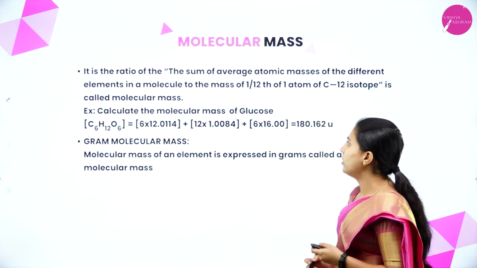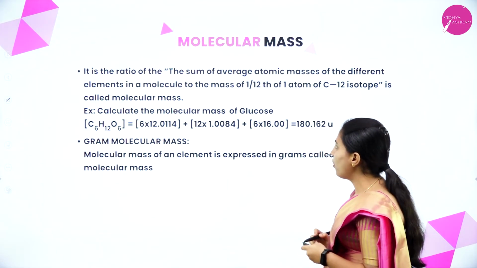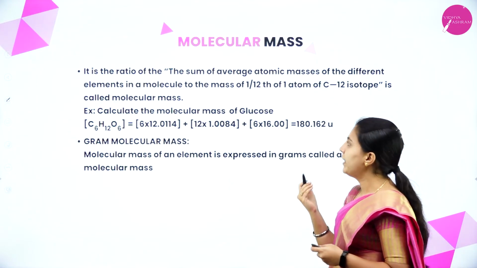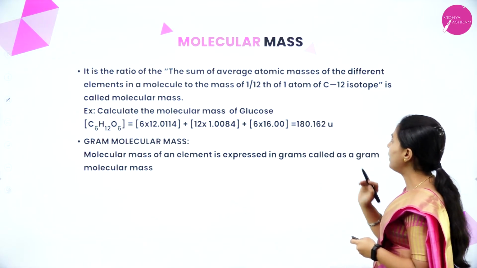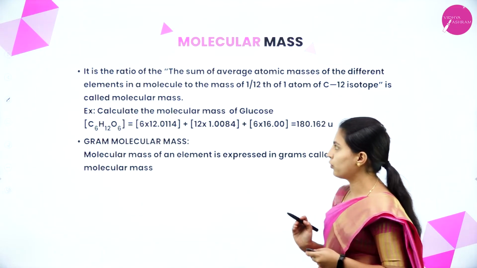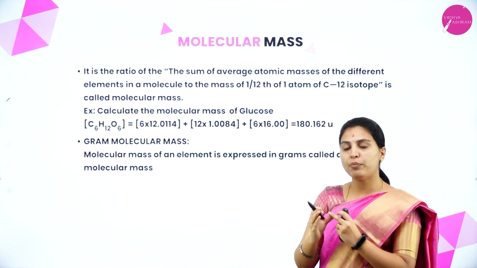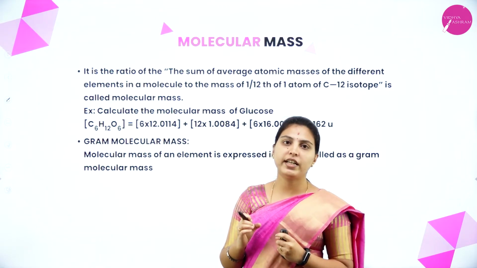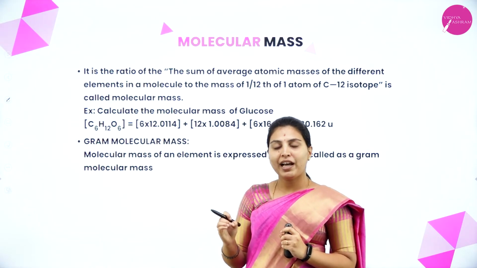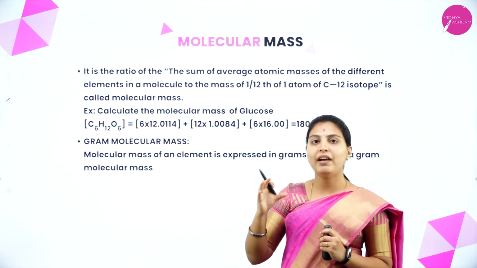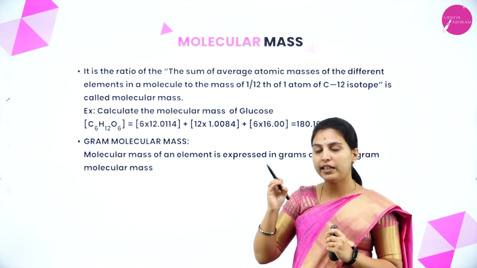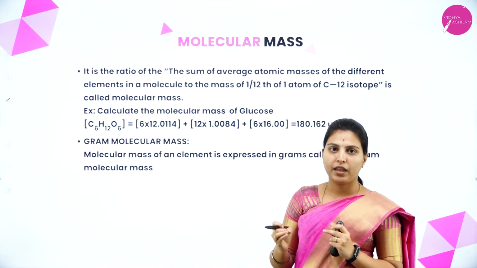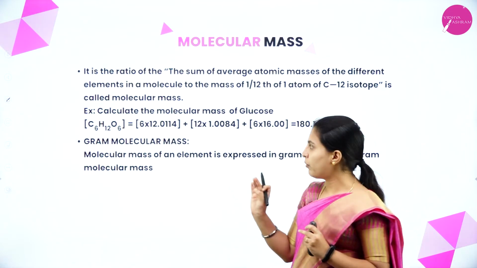Then molecular mass. It is the ratio of the sum of average atomic masses of the different elements in a molecule to the mass of 1/12 of one atom of carbon-12 isotope. Whatever the compound, what is a compound? Compound means different elements taken in a fixed ratio. Each element has its own atomic mass. If you have a compound with different elements, each having a different mass, you should calculate that mass. Overall, by calculating, you will get the molecular mass.